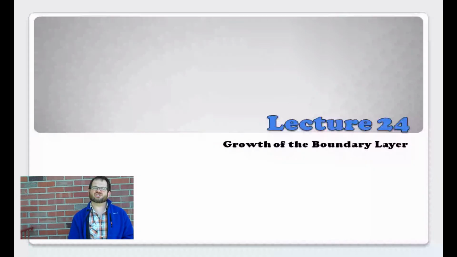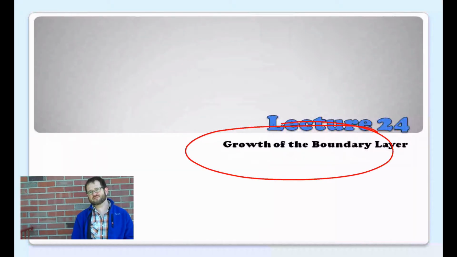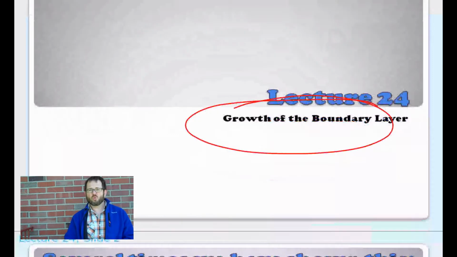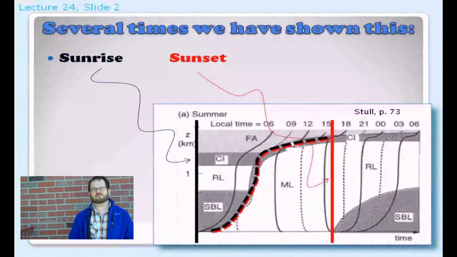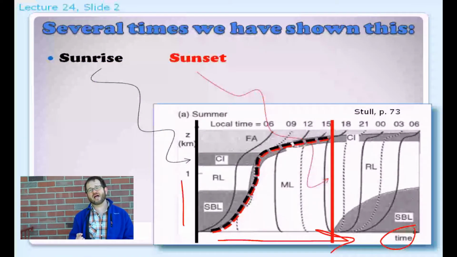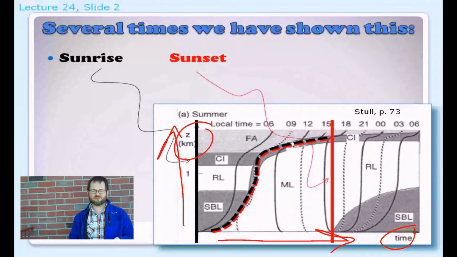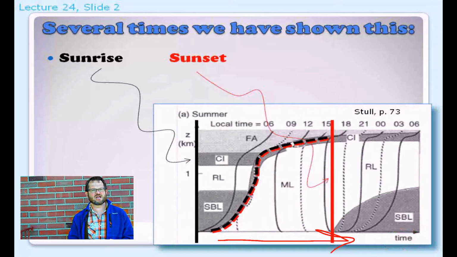Several times in this module of the course, when we've been talking about boundary layer meteorology, we've seen diagrams that look like this one, showing the evolution of the boundary layer over the course of a 24-hour period. Time is on the x-axis, and height is on the y-axis. This particular one, which came from page 73 in the Stull textbook, is a bit of a complicated mess because it also has profiles of potential temperature and so on.